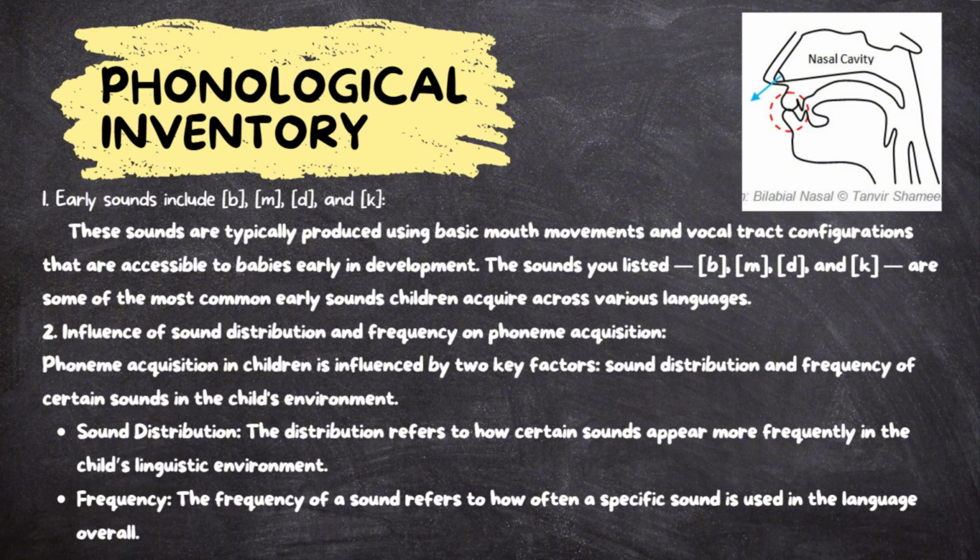So there are some components of a phonological inventory, which are the early sounds, including b, m, d, and k. When infants start to produce speech sounds, they often begin with some of the simplest and easiest sounds to articulate. These sounds are typically produced using basic mouth movements and vocal tract configurations that are accessible to babies in early development. The sounds b, m, d, and k are some of the most common early sounds children acquire across various languages.